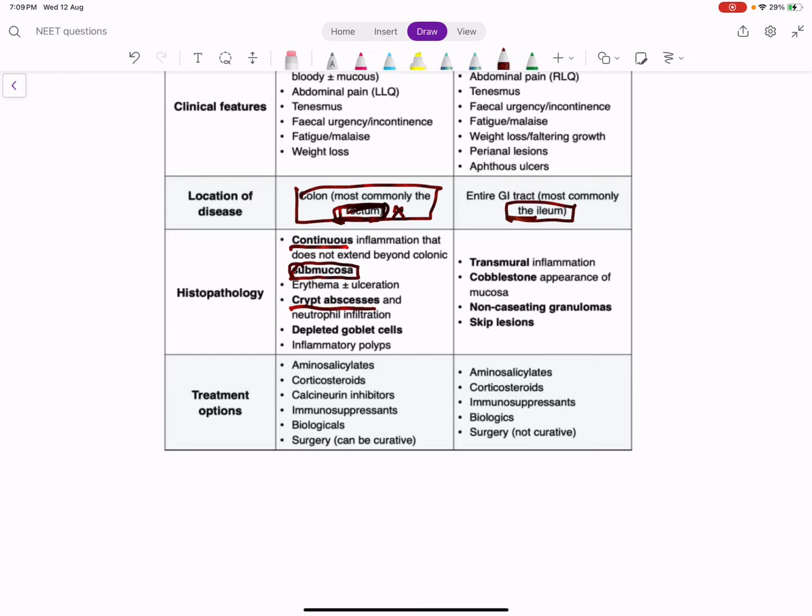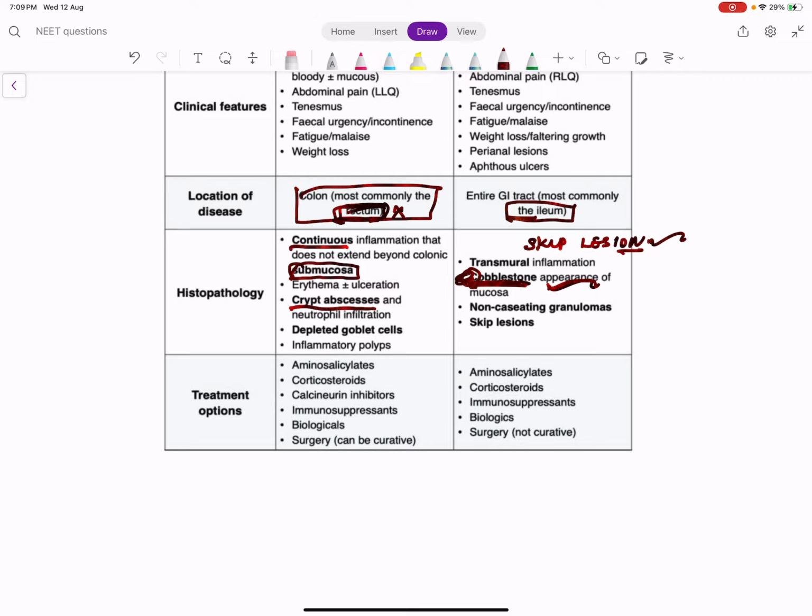It's a pathological finding. Contrary, we have skip lesions in Crohn's disease. Just remember, I told you ileum is involved, anus is involved. There is no direct connection between these two organs. So there is a patchy involvement of the GIT. It is called a skip lesion. Then you have to think of cobblestone. Cobblestone is a pathological appearance. So crypt abscesses occur in ulcerative colitis. Cobblestones occur in Crohn's disease.